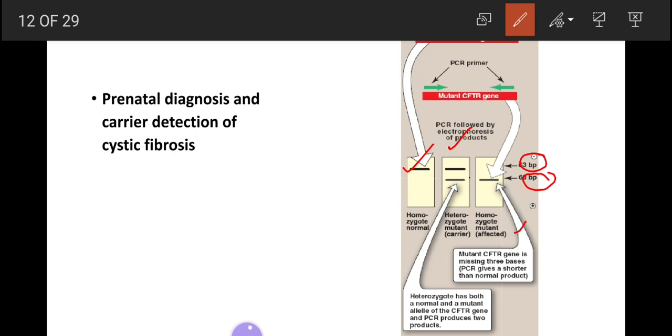The mutant CFTR gene is missing, as you know, 3 base pairs, so it gives a band that is shorter than the normal product.